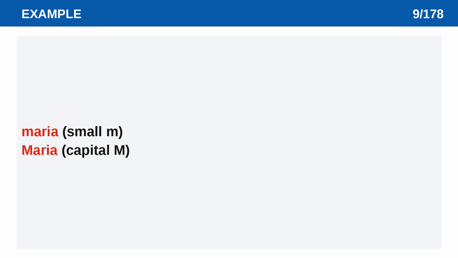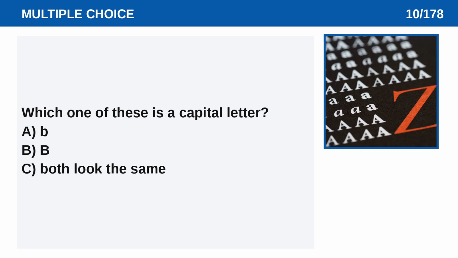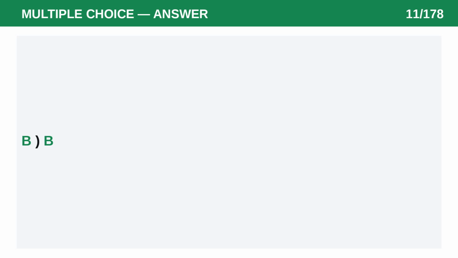Here is the same word, written 2 ways. Maria, with a small m, and Maria, with a big M. The second one starts with a capital letter. Which one of these is a capital letter? The correct answer is B.